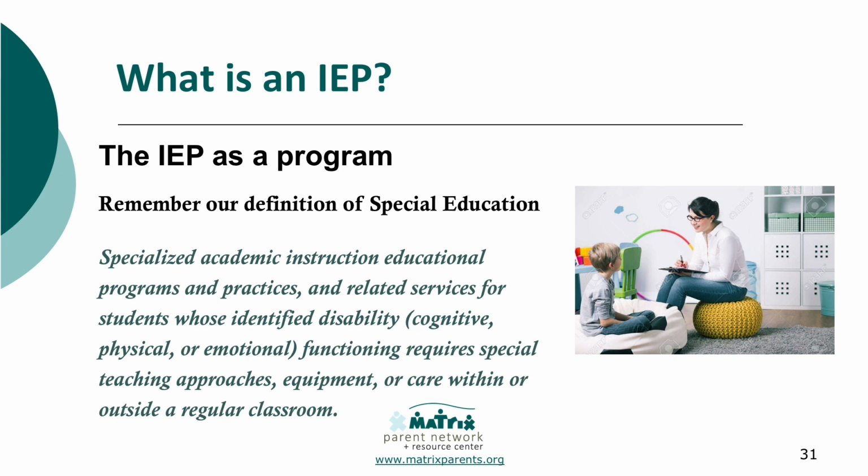So remember the definition we gave you, that sort of mouthful of a definition: specialized academic instruction, educational programs and practices, related services. For students whose identified disability requires special teaching approaches, equipment, or care within or outside a regular classroom. So it's really the whole set of programs, practices, curriculum, services, accommodations, specialized equipment, technology. All of these things constitute the program of special education for your child.